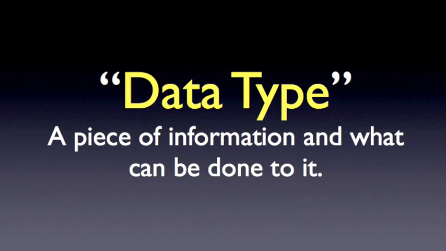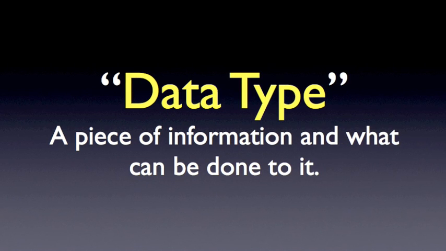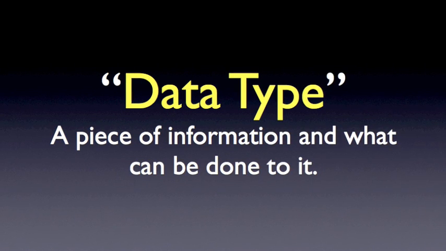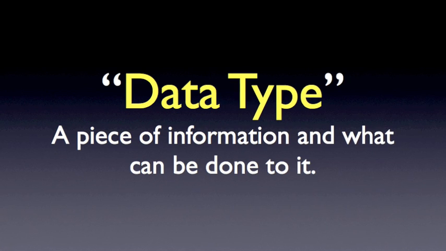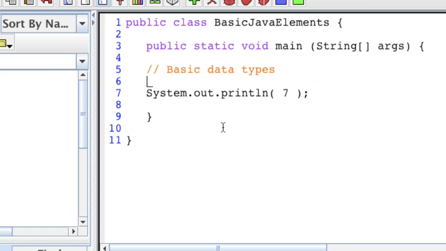So let's take a look at some of the basic data types. I'm going to go with our simple system.out.println program that we did before. I'm going to put the statement in there, and we're just going to print to our main output window, which in this case is going to be the JGrasp console, some different types of output. So the first type of output we have is what's called an integer.